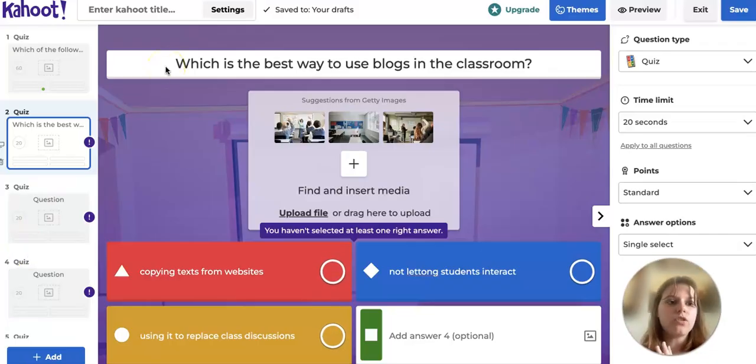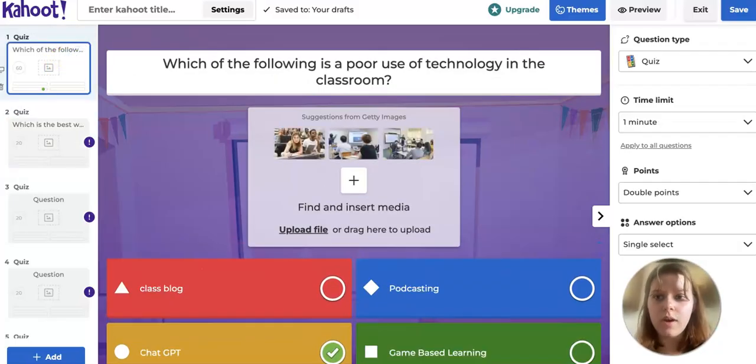So, how we're going to start. This is our quiz page, and we are creating a quiz. I have written 2 questions so far. Which of the following is a poor use of technology in the classroom? And I've written 4 different answers, and I've marked the one that is the right answer, or in this case, the wrong answer. You can use images from Google, or you can take your own images and put an image that describes the question in here.